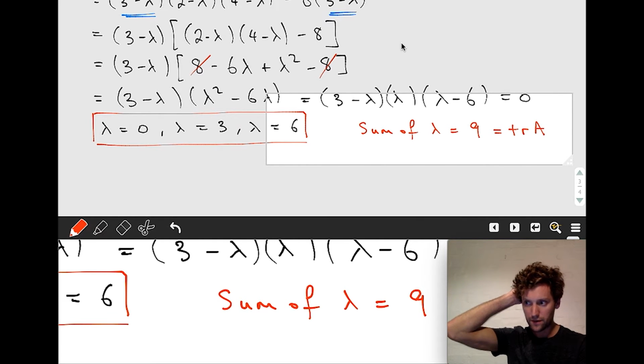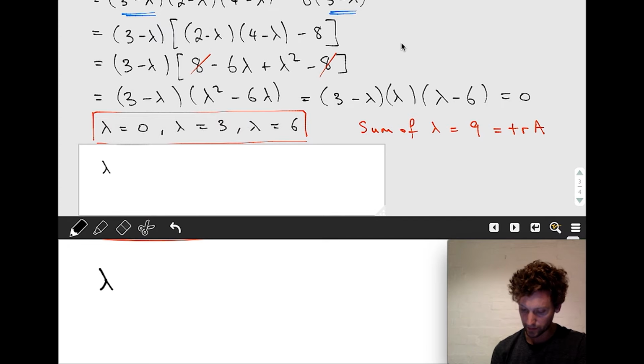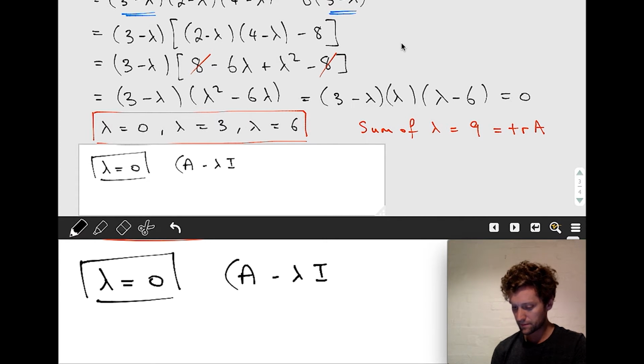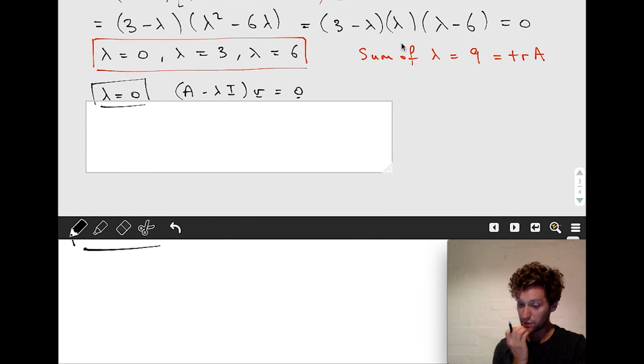Next thing we're asked to do is to find the eigenvectors of this matrix. So let's work through that. Let's start with the eigenvalue lambda equal to 0. I'm going to calculate the eigenvectors by substituting lambda equal to 0 into my equation (A minus lambda I) times vector v equals 0, and solving for v. In other words, I take my matrix A, subtract 0 from the diagonal, so it's just my matrix A, and solve the corresponding set of linear equations.